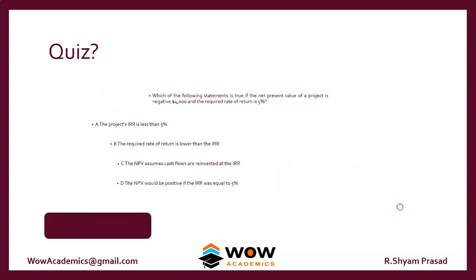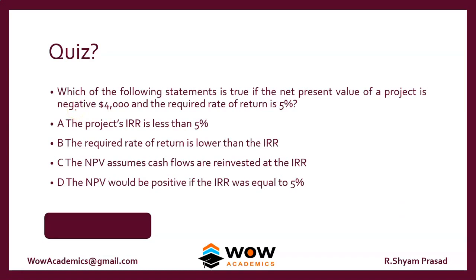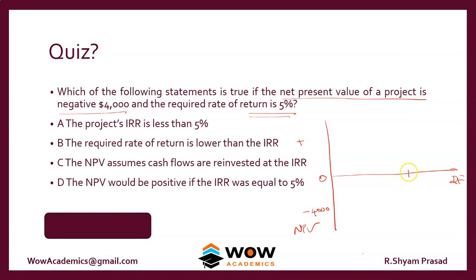We have another quiz. Which of the following statements is true if the NPV of a project is negative 4000 and the required rate of return is 5%? To work out this problem, we have to do the graphical method to understand it better. As per the graphical method, this side is the discount factor, this side is the NPV. NPV is 0 this side, minus this side and plus this side. So minus 4,000 is what is given, and minus 4,000 is for a 5% discount factor. So for a 5% discount factor and minus 4,000, we'll mark it here. So this is the point.